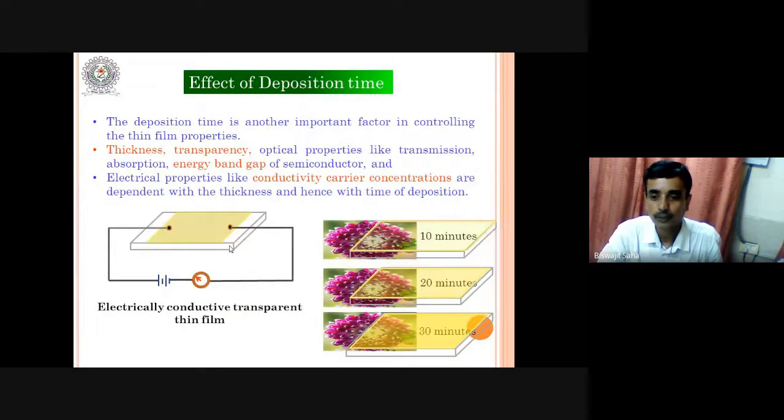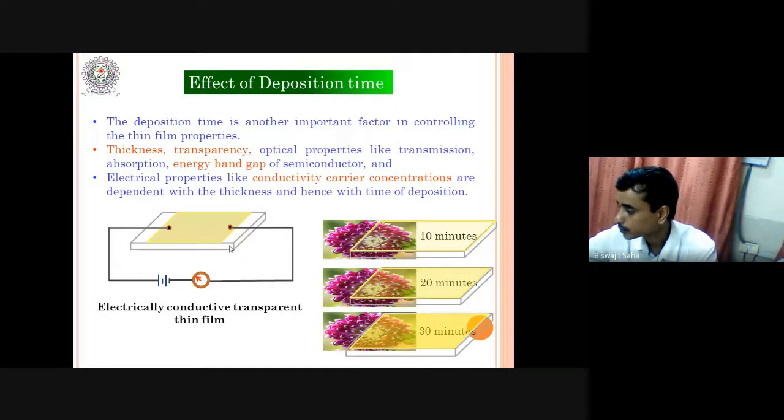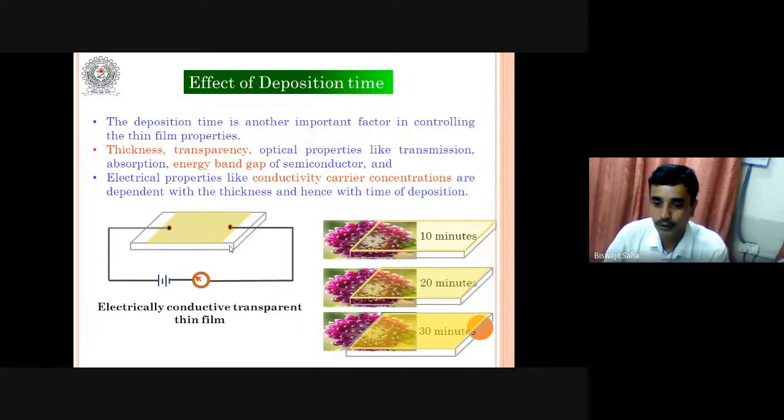Now, the effect of deposition time. Deposition time is another important matter. Deposition time is another important thing, because as long as we continue the sputtering process, the thickness of the film actually increases.